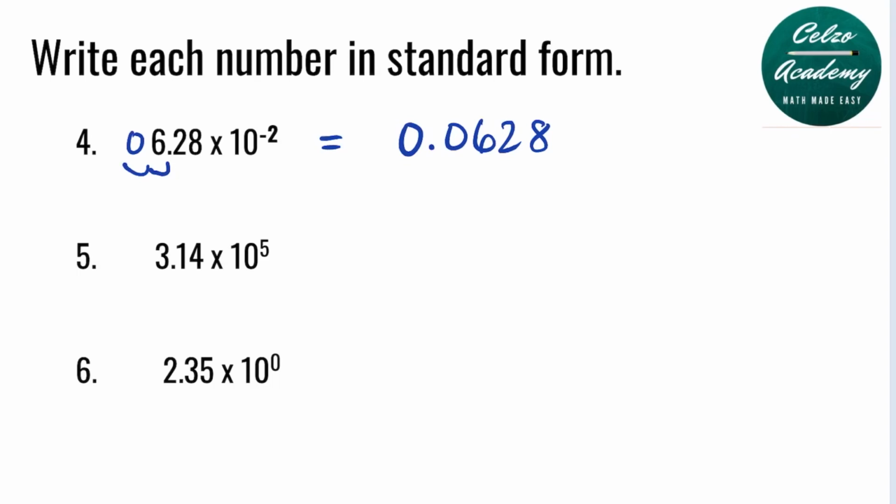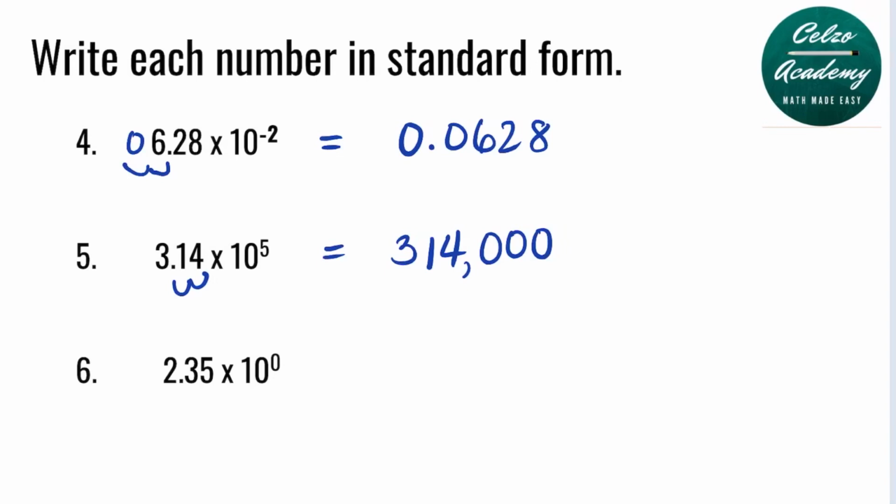Question number 5. 3.14 times 10 to the 5th power. What do you think is the answer? Since the power is 5, we need to move the decimal point 5 places to the right. 1, 2, that means we need to add 3 more zeros on the right. So we have 3, 1, 4, and 3 zeros. So the answer is 314,000.